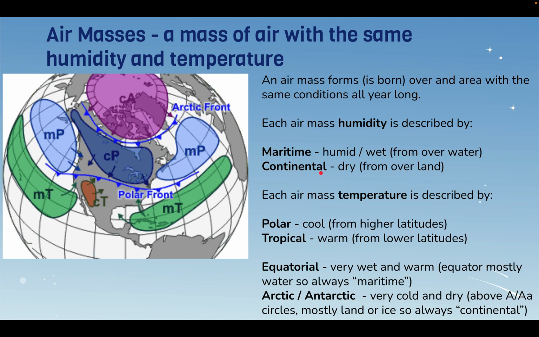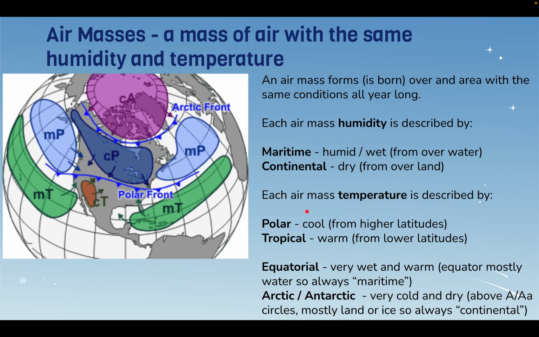Continental air masses are the opposite. They are dry. They form over land. So continental, think of the continents. Those are big landforms, basically. And continental air masses form over land, and they are dry. They don't have a lot of water on them, so not much is able to be picked up by that air mass. So the continental air masses are dry. So that's how we describe the humidity, either maritime or continental.